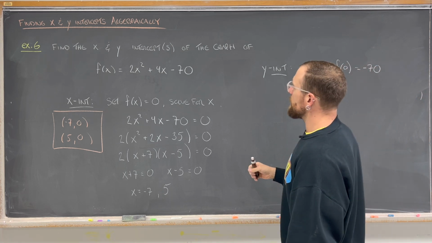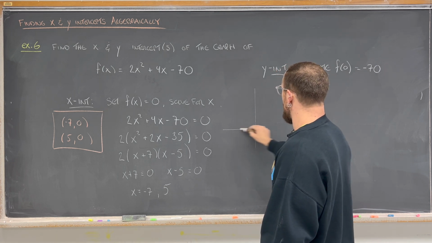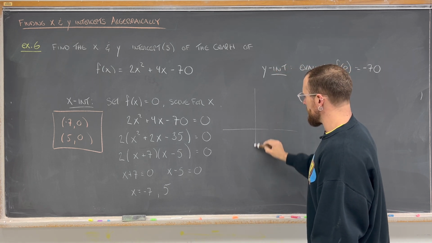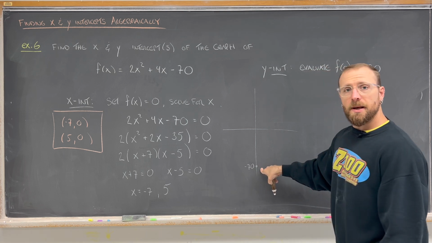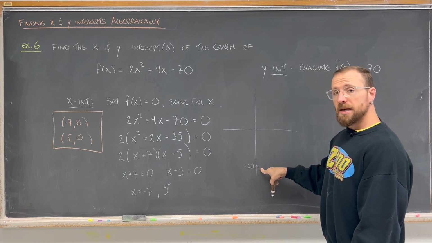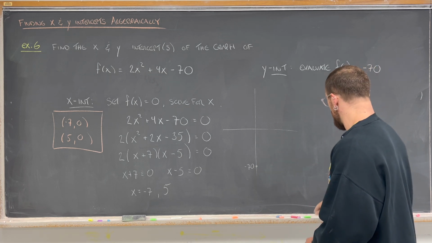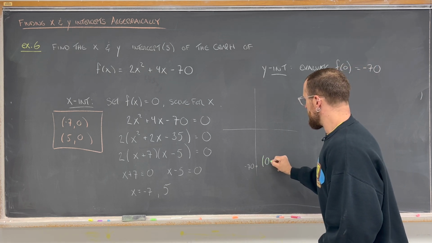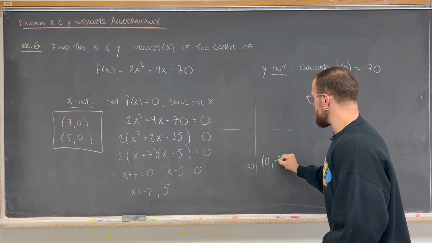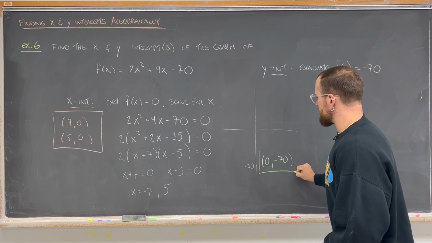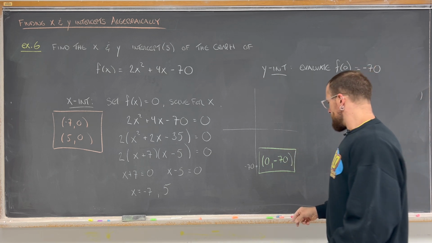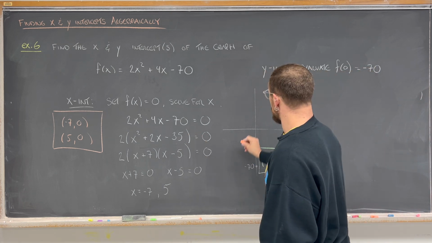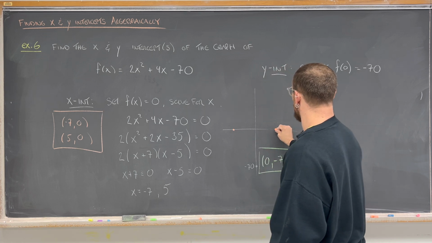You do have to remember that when it comes to points along the y-axis, this one happens to be -70. As far as a point in the plane goes, it does have an x-coordinate. The x-coordinate is 0, right? 0, and the y-coordinate is -70. So the y-intercept is the point 0, -70. And the x-intercepts we said were -7 and +5.